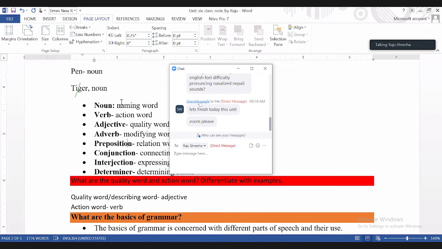Preposition what? Relation word. It shows the relation. सम्बन्ध देखाउँछ. Conjunction, connecting word. Interjection, we use to express surprise. Then determiner, what this is, determining status. So this simple. Simply we understand this.